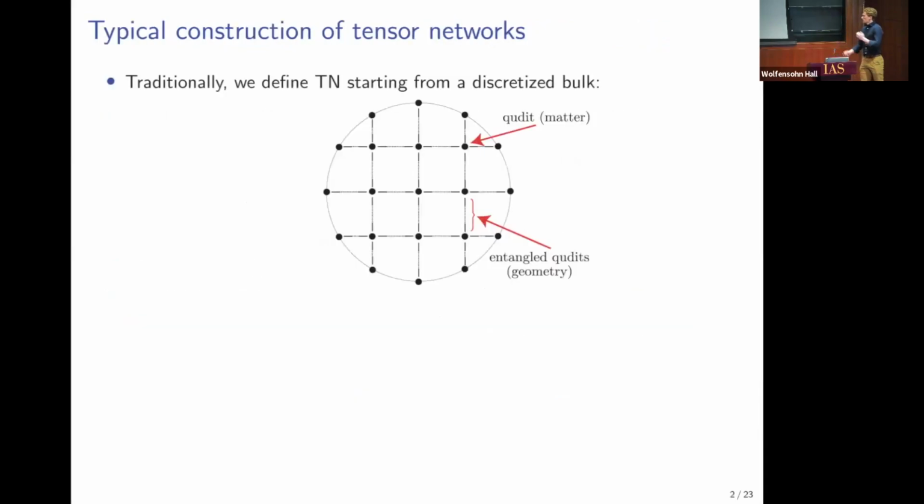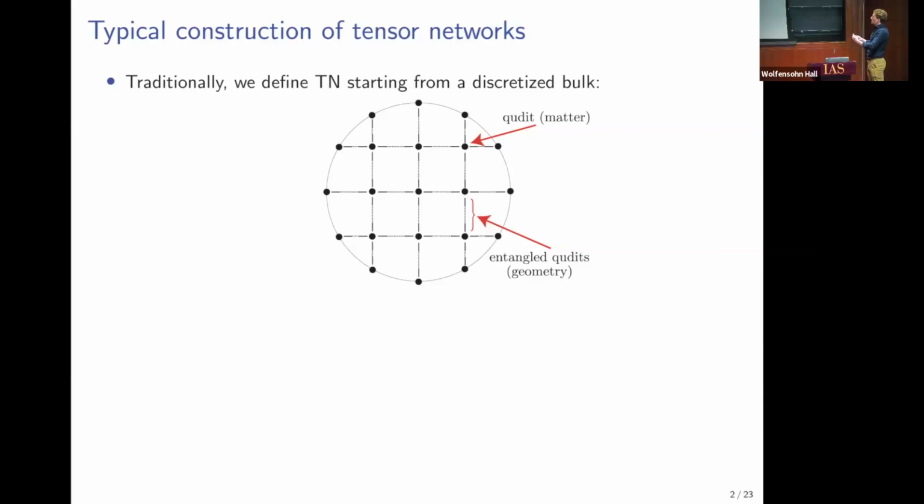Now, what are tensor networks? There's a typical construction that goes something like this. You imagine that you have a discretized bulk. The bulk is another word for the AdS spacetime, because it's not the boundary. It uses the entire interior of the disk. A discretized version of the AdS space might look something like this, where I've just plopped down a lattice. There are vertices, which are these black dots, and there you might imagine there's some qudit. A qudit just means some finite dimensional quantum system, some Hilbert space with finite dimension, and that's going to represent your matter. You might have some matter excitation at that point, represented by some non-trivial state of that qudit in this model.